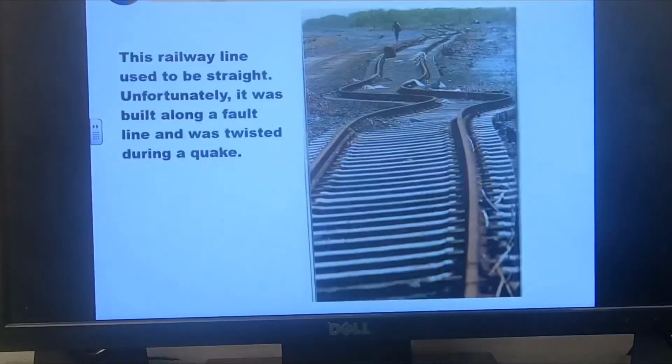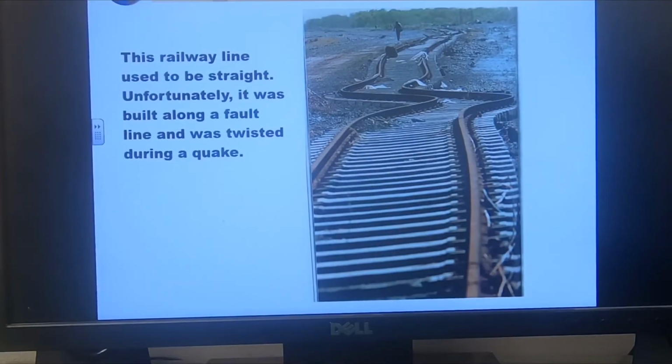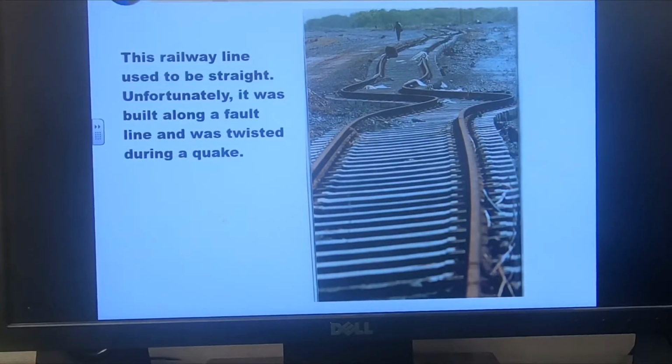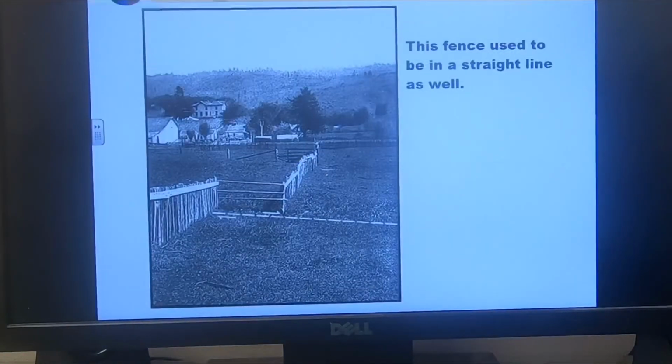Now, this railway line used to be straight. Unfortunately, it was built along a fault line and was twisted during a quake. So those are solid iron railway ties. And look at that, just bent like it was nothing. That's the sheer force that these earthquakes can have.